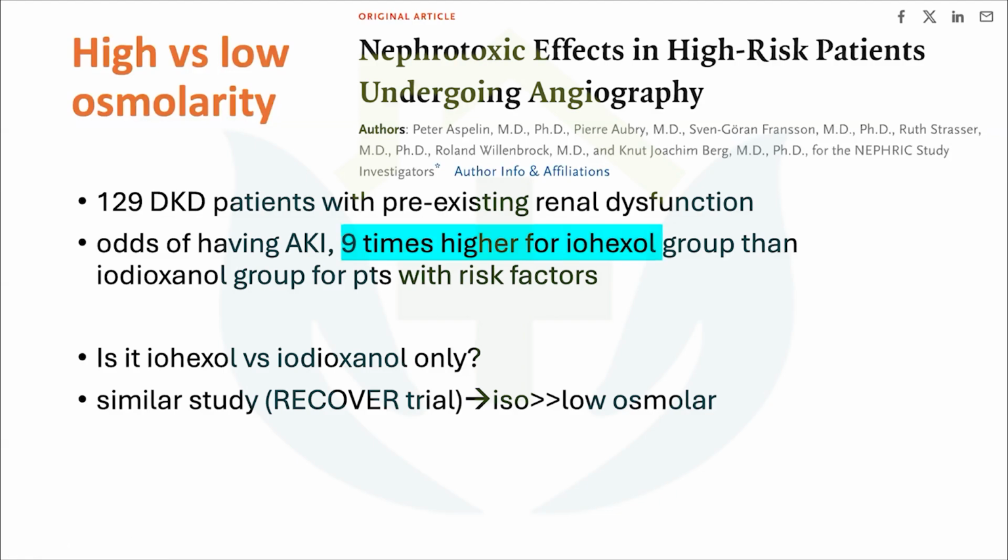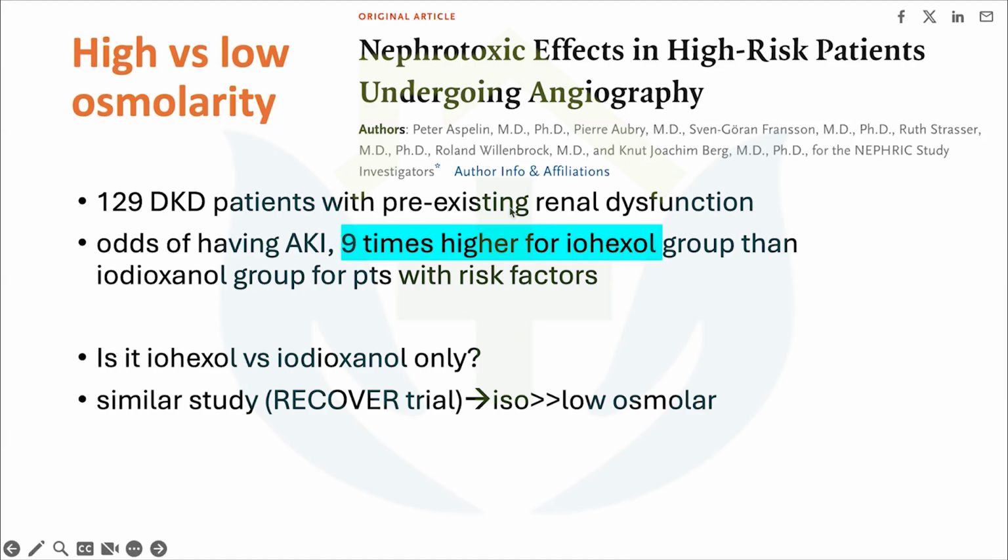Now coming to the higher versus lower osmolarity effect, as I just said, the low osmolarity and the isoosmolarity is preferred, especially in patients having pre-existing renal dysfunction. As seen in this study by Aspelin et al., on the nephrotoxic effects in high risk patients undergoing angiography, patients who had previous diabetes and chronic kidney disease, so more of a diabetic kidney disease with pre-existing renal dysfunction, undergoing angiography, the risk of AKI was almost 9 times higher for the iohexol group than for the iodixanol group in patients with risk factors.